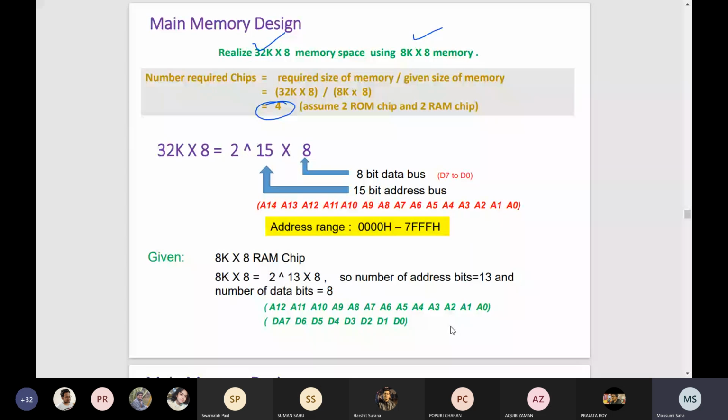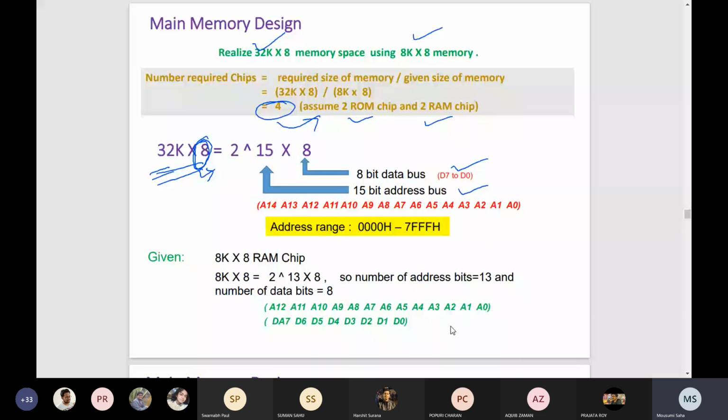So that 4 I assume, two ROM chips and two RAM chips. With the help of this I want to design. Now what is our requirement? Target is to design the 32K by 8. Here the word size is already given. Word size means how many bits you can consider in your data bus. So 8-bit data bus, and 32K means 2 to the power 15.